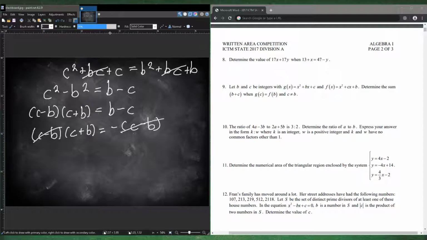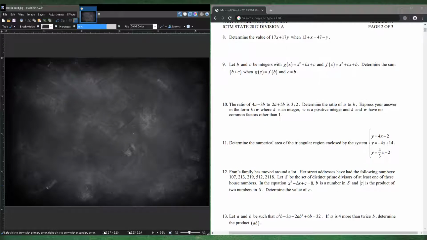So let's cross those two out, and then c plus b is just equal to that negative 1. Which is what we're looking for, b plus c, right? Or c plus b is the same thing, which is negative 1, which is your answer for number 9. So you really don't need to find what b and c are.